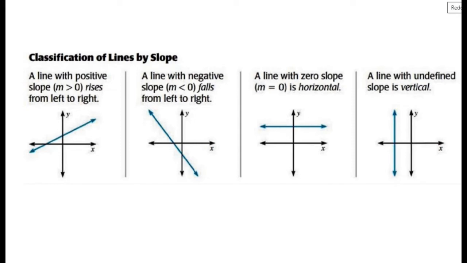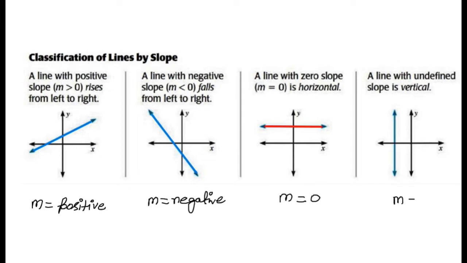So now we have four cases. The first case is when the slope of a line is positive. When the slope is positive, the line rises from left to right like this. But in the second case, when the value of the slope is negative, the line simply falls from left to right like this. The third case is when the value of the slope is zero. Whenever the value of the slope is zero, the line simply looks horizontal. It's parallel to the x-axis. Similarly, when we have the value of m as infinity, that is undefined, the line looks vertical. It's parallel to the y-axis.